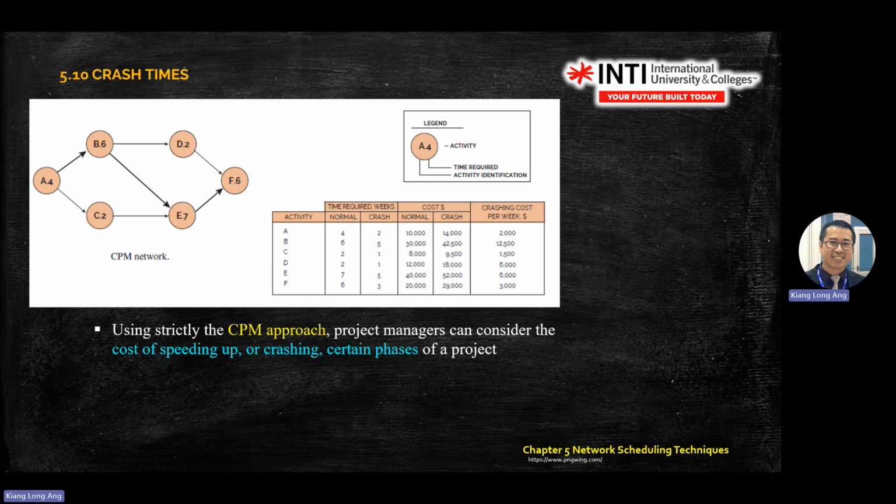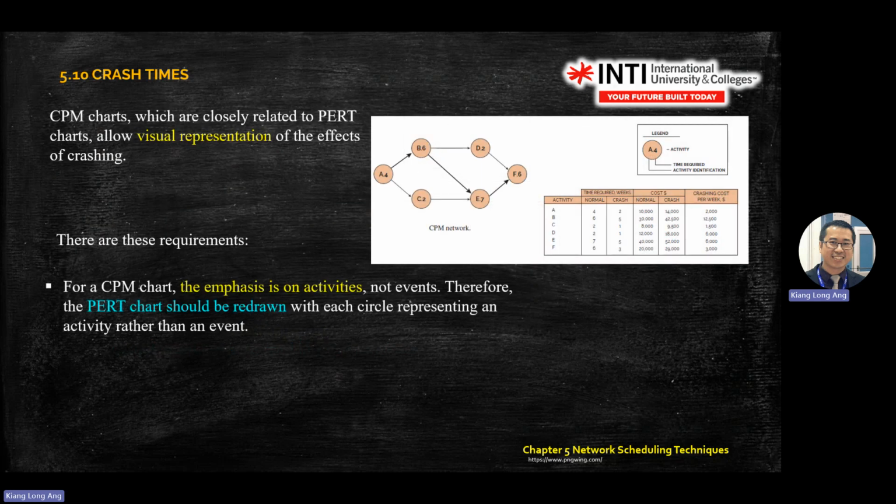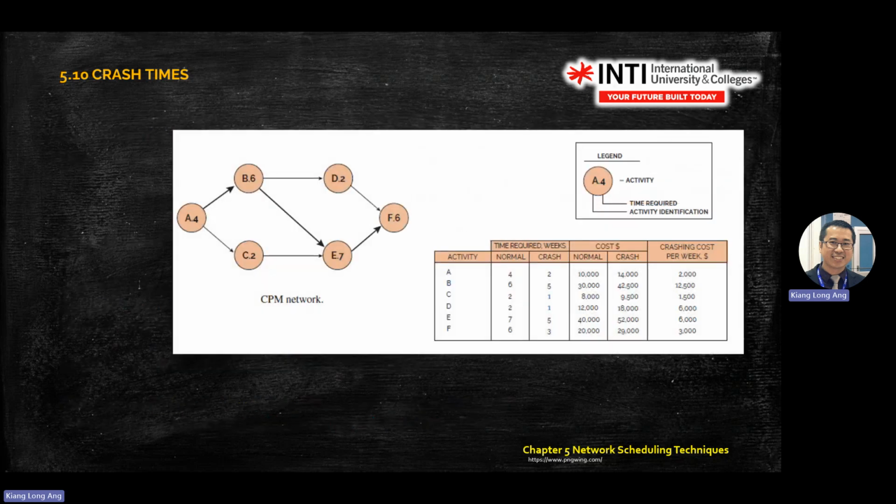So then there's a cost. If you go for the normal process, 1 week will cost you 10,000. If it crashes, 1 week will cost you 14,000, for example. And then this is the crashing cost per week, 2,000. Let's read.